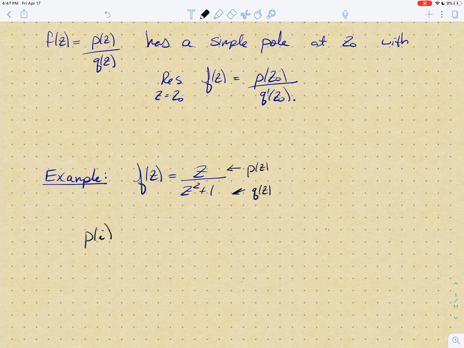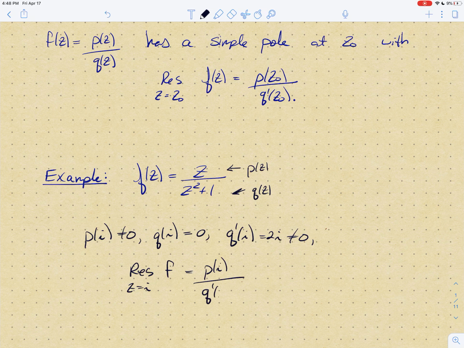So notice that p of i is not 0. q of i is 0. But q prime of i, q prime is 2z, so q prime of i is 2i, which is not 0. And so immediately from our theorem, we know that f has a simple pole at i. And in fact, the residue at z equals i of f is just p of i over q prime of i, which is i over 2i, which is 1/2. So it's a really nice way to be able to compute residues in this case.